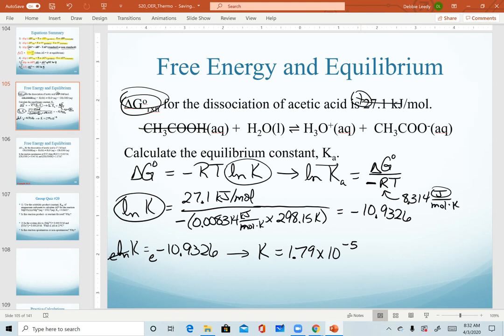To check that our answer makes sense, realize that we have a positive value for delta G naught. A positive value for delta G means that we have a reactant-favored system at equilibrium. A reactant-favored system indicates that we should have a small K value, and that is in fact what we've solved for here.